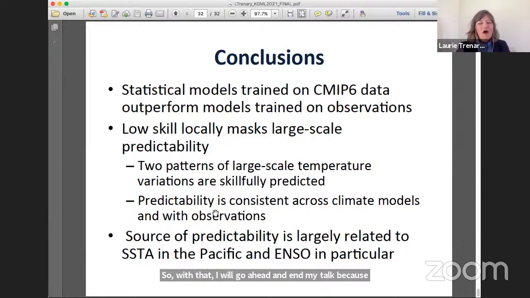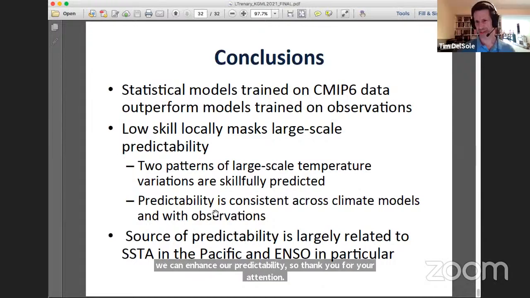but hopefully you see the utility of using the CMIP6 data to train predictive models and to predict observations, and then also how if we isolate these large scale patterns, we can enhance our predictability. So thank you for your attention.